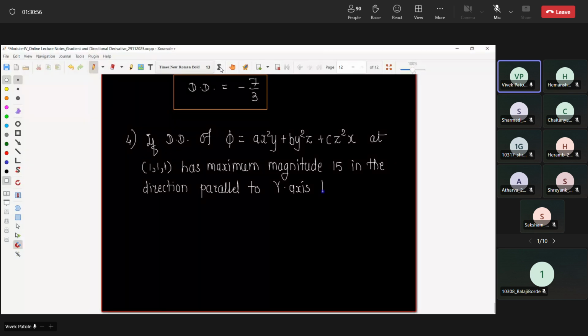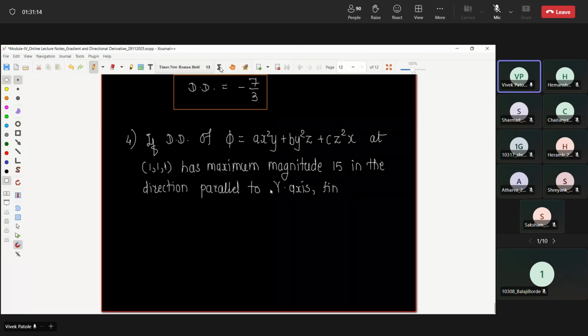It has maximum magnitude 15 in the direction parallel to the y-axis. Find the values of a, b, c. Okay, this is the problem.